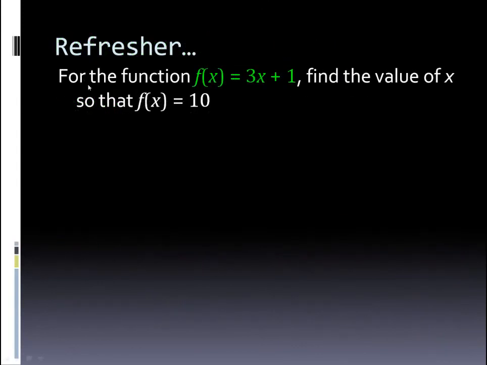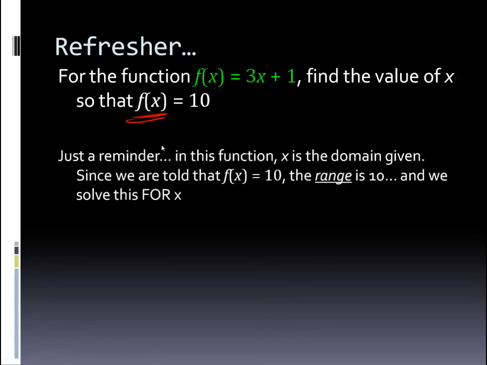Okay, so as a refresher, for the function f of x equals 3x plus 1, find the value of x so that f of x equals 10. Notice I didn't say x equals 10, but f of x equals 10. What does that mean? In this function, x is a domain given, which you understand that this is your domain right here, right? Okay. But since we are told that f of x equals 10, the range is 10, and we have to solve this for x.